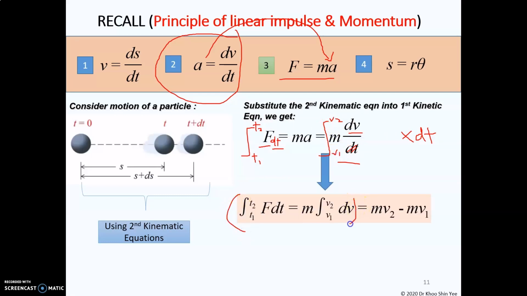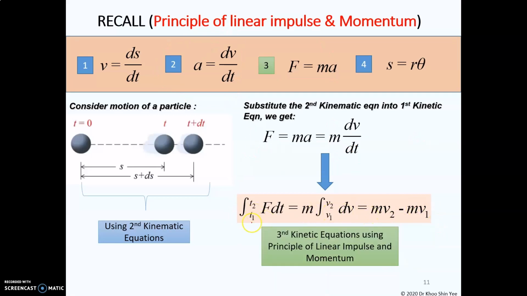Then you should obtain this equation, and we integrate 1 inside here. For constant 1, if you integrate, you obtain v. Don't forget the constant m. If you consider the limit as well, v1 to v2, then we have to substitute v2 inside, you obtain mv2, minus v1 inside, you have mv1. This equation is known as the third kinetic equation, using the principle of linear impulse and momentum.